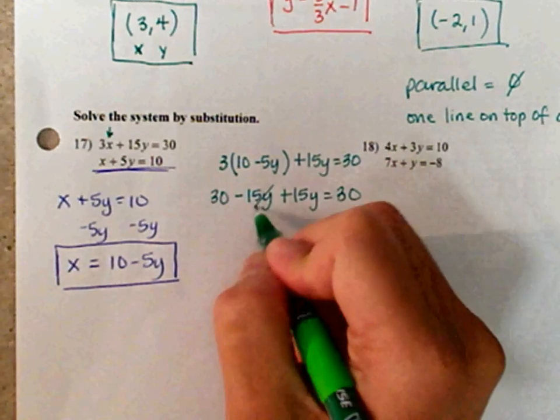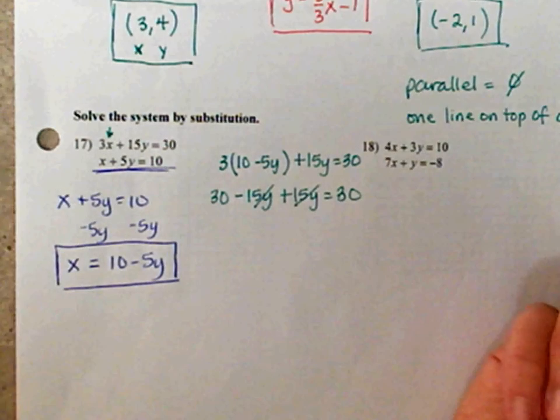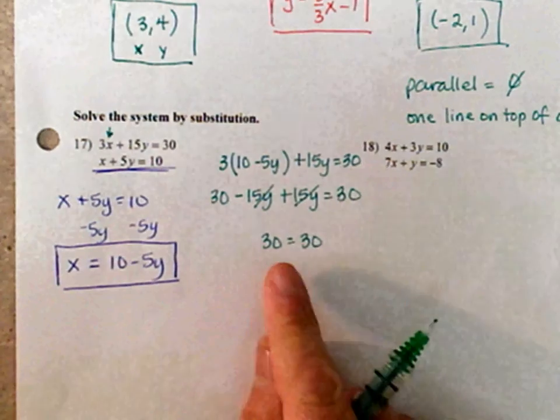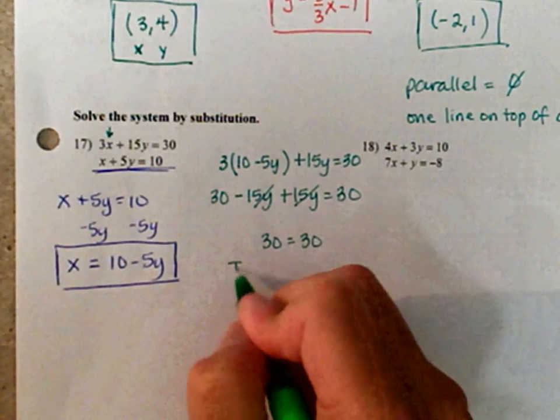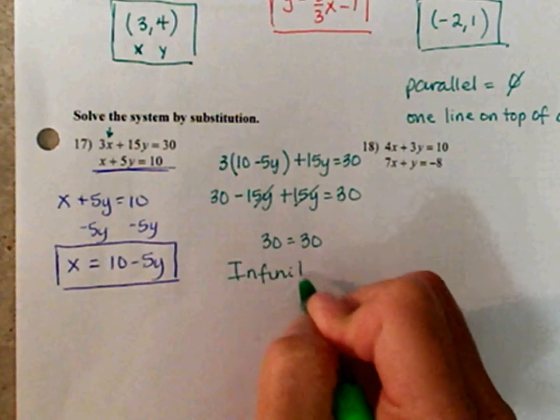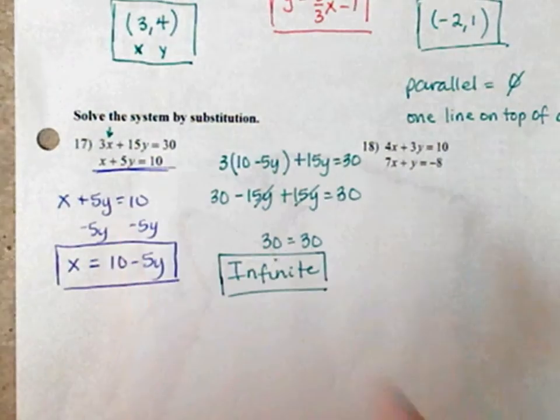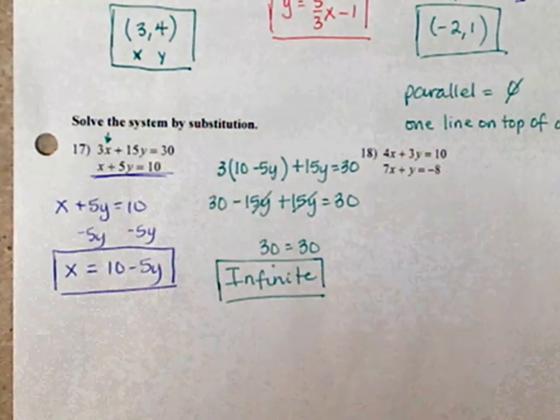These two are on the same side. When you combine them, they're 0. So you have 30 is equal to 30. Is 30 always equal to 30? Absolutely. So what you actually have is the same line. Okay? So your solution is infinite.